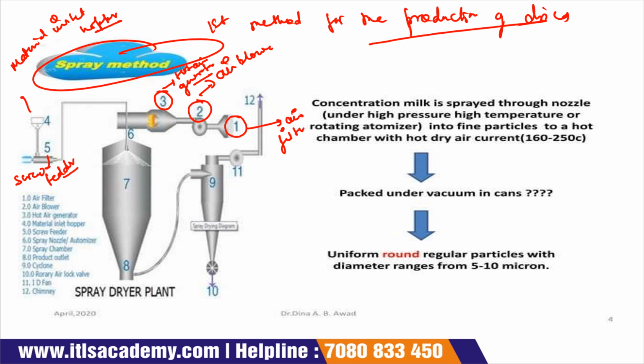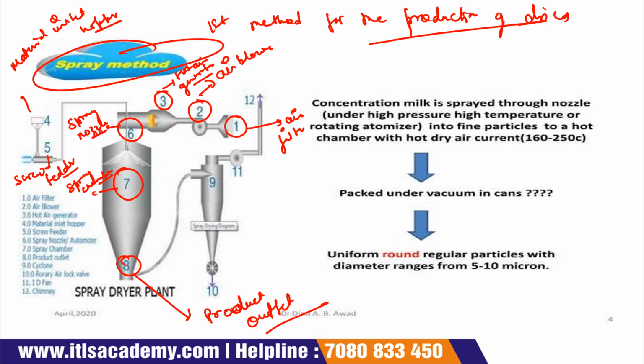Sixth is your spray nozzle. This part is your spray nozzle. Seventh is your spray chamber. This chamber is called the spray chamber. Eighth is your product outlet. Here you get your product. Then ninth is your cyclone.